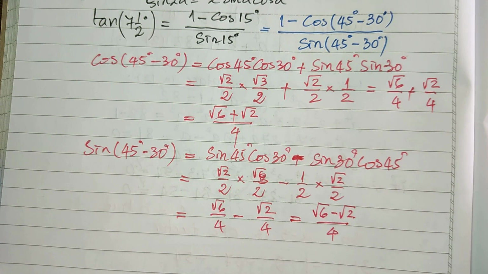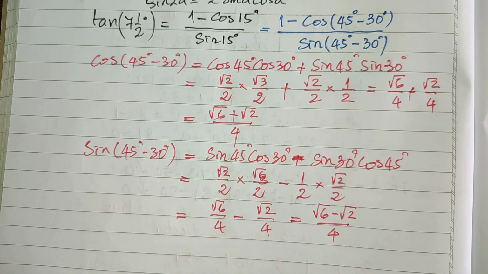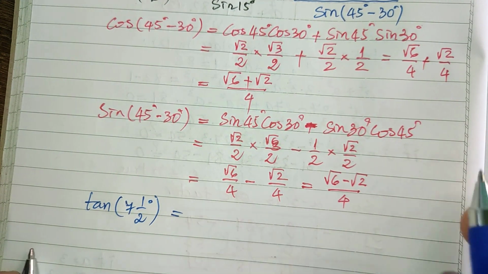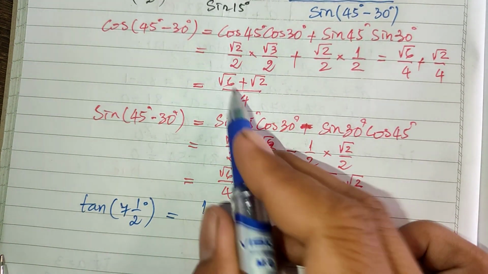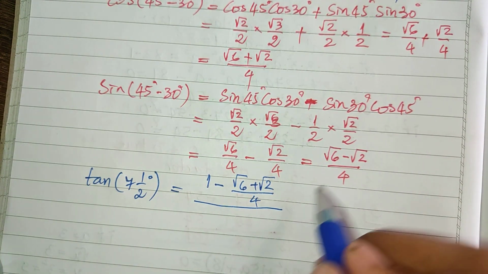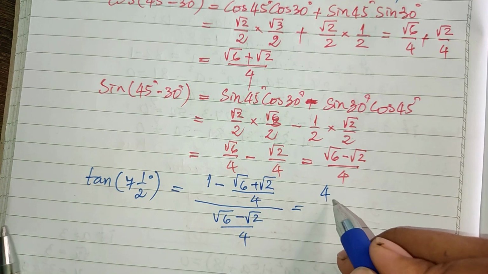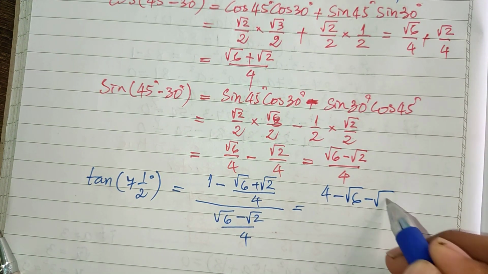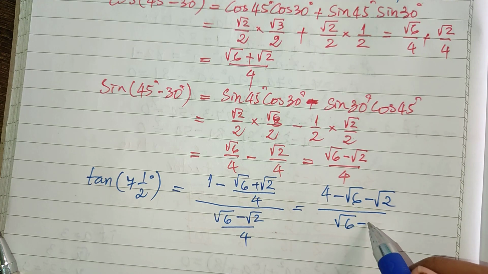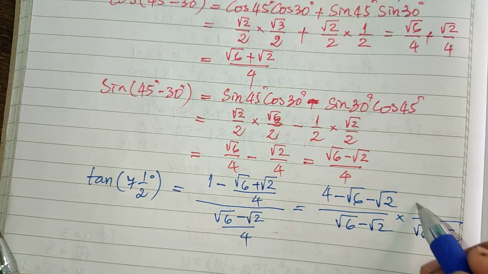Now we use it to replace in this equation. We get tan 7 1/2 degrees is equal to 1 minus square root 6 plus square root 2 over 4, divided by square root 6 minus square root 2 over 4. And so we get 4 minus square root 6 minus square root 2, divided by square root 6 minus square root 2. Now we multiply by square root 6 plus square root 2.